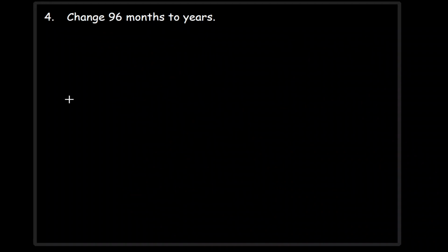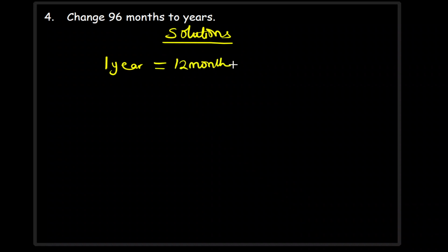Okay, so we move to number four, months and years. So what's the relationship we have for months and years? We have that 1 year is equal to 12 months. Now we are given the months, and we are asked to find the years.